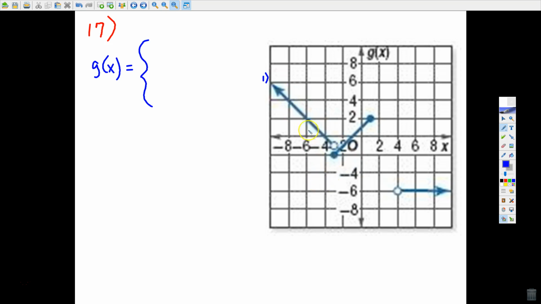Obviously that's a line, so we're thinking y equals mx plus b. Let's see if we can identify the slope. So if we start here at -4, 0, we go up 2 and left 2.